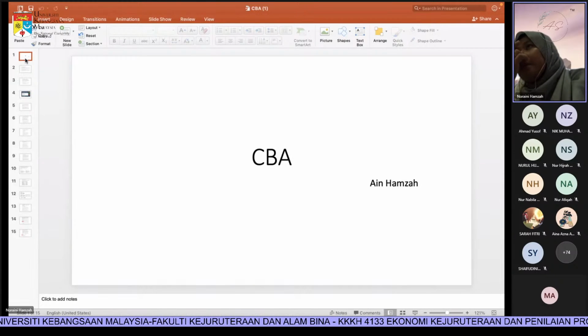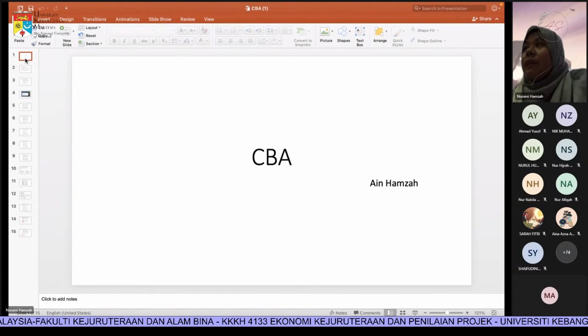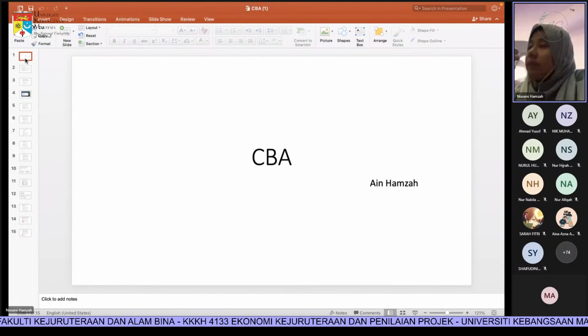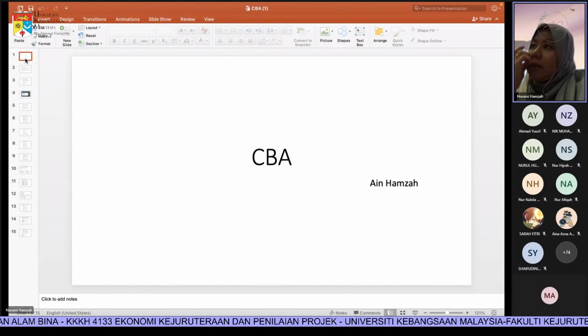Ada ke tak ada? Hello? Sensitivity analysis. Ada tak belajar di mana-mana? Tak pernah dengar tu. Tak ada Doktor. Ada? Tak ada. Tak ada. Jauhnya suara. Aku cakap daripada dapur ke daripada bilik air tu?